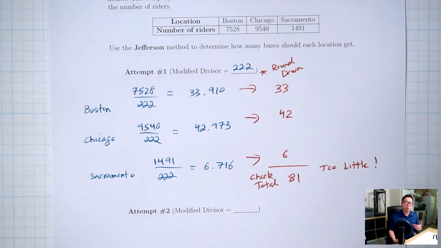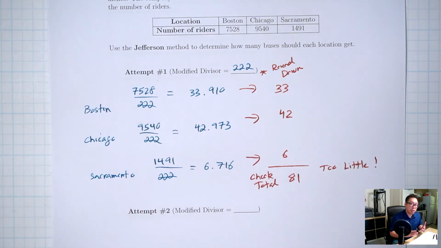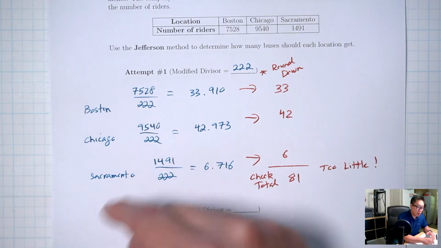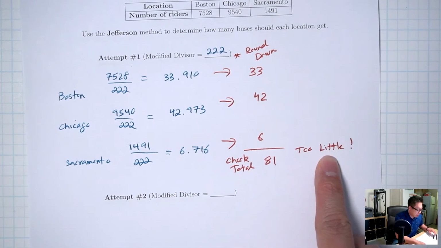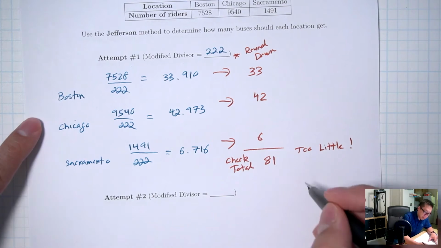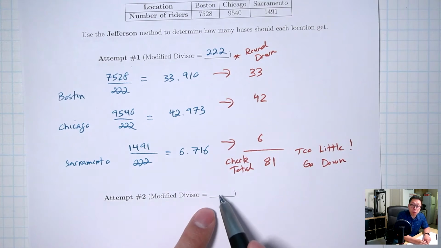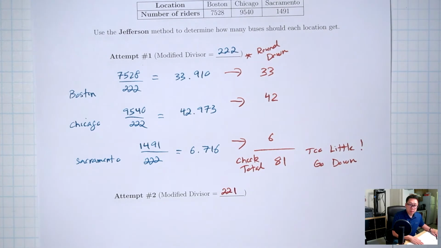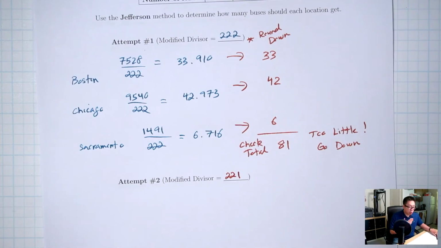And here's where you have to think back to what you know about division. Dividing by a smaller number should give you a bigger number overall, right? So we want to divide by a smaller number here instead of 222. So if it's too little, I should go down. And we're going to go down to 221, and then we're going to try it again. All right, so if it's too little, you'll go down. If it's too much, you'll go up. So we're going to try it again with 221.